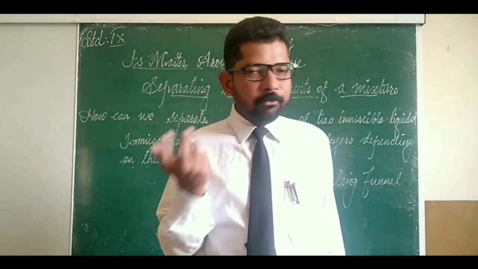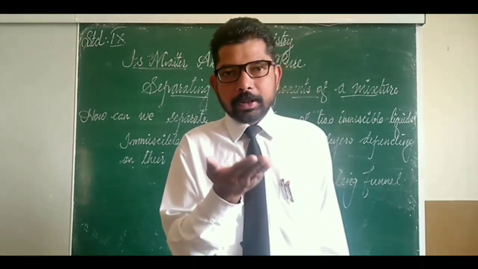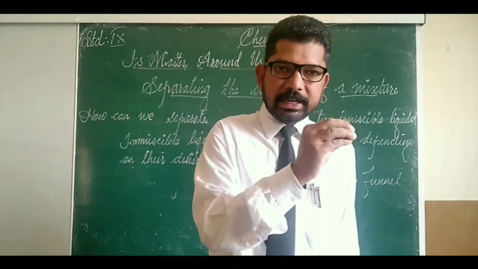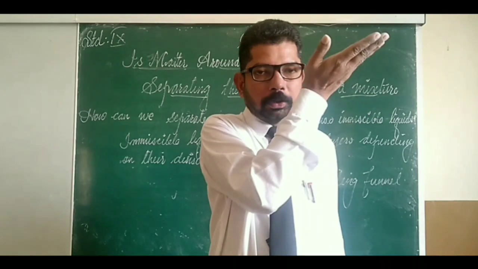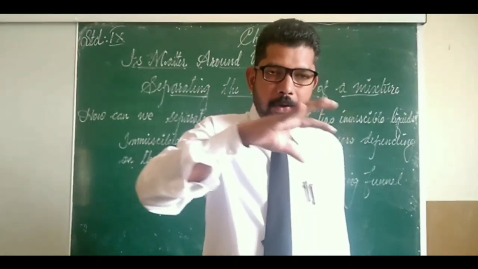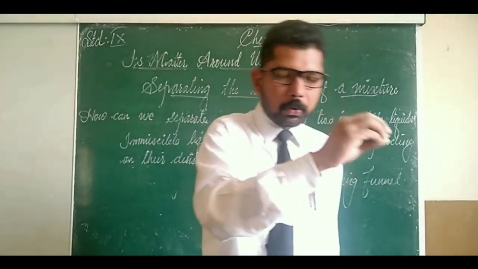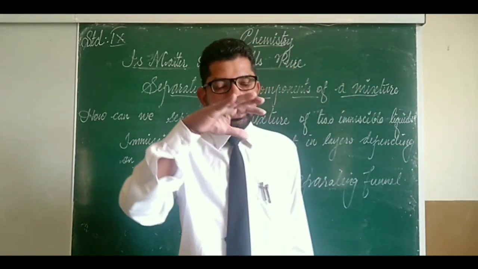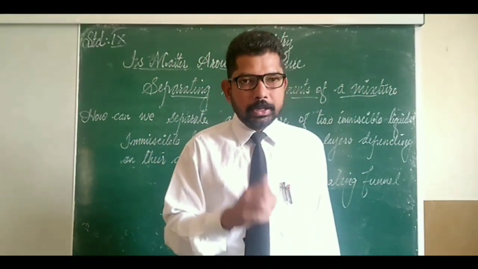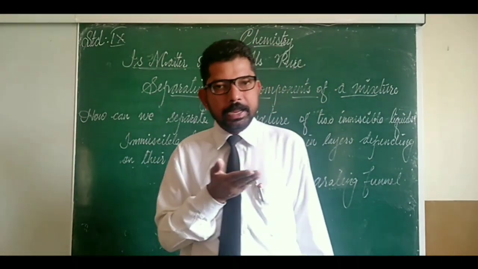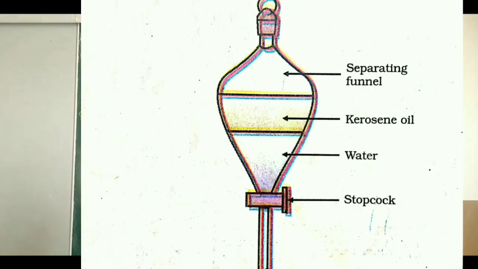and water. We know that compared to water, kerosene has less density and it will be on the top layer, and water has more density compared to kerosene and it will be on the bottom layer. So we can see the two distinct layers. After getting these distinct layers, we can open the stopcock. We can note the position of the stopcock, it is given in the diagram. So we can just open the stopcock.